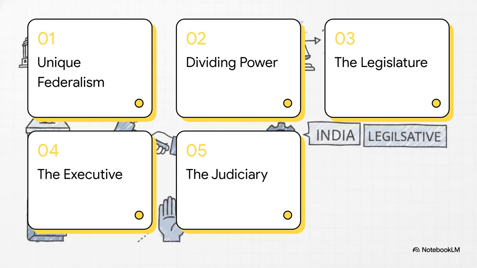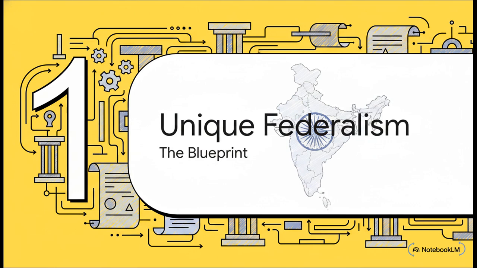Okay, let's dive into this. Here's our mental map for uncovering this machine. First, the blueprint. India's unique federalism. 2, dividing the power. 3, legislature, the democratic engine. 4, executive, the steering wheel. And finally, 5, judiciary, the ultimate guardian. Let's start with Section 1, Blueprint, India's unique federalism.